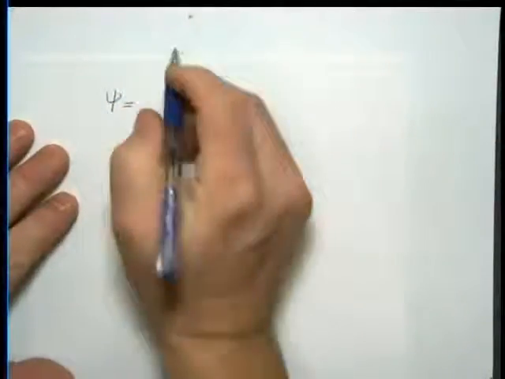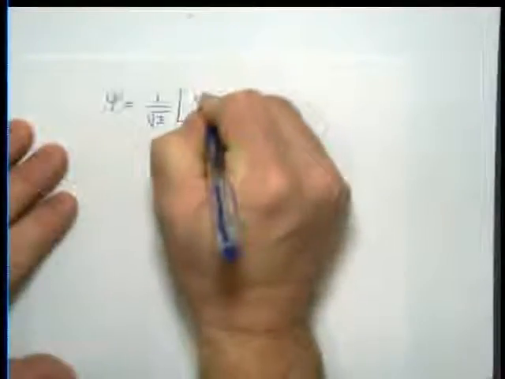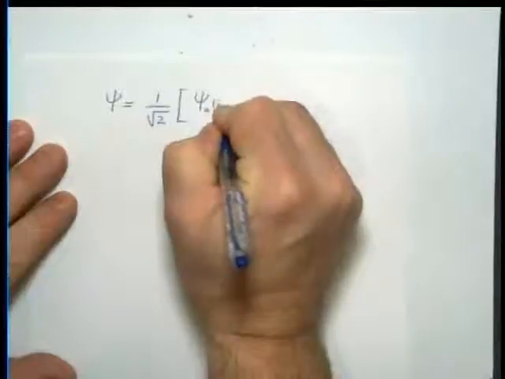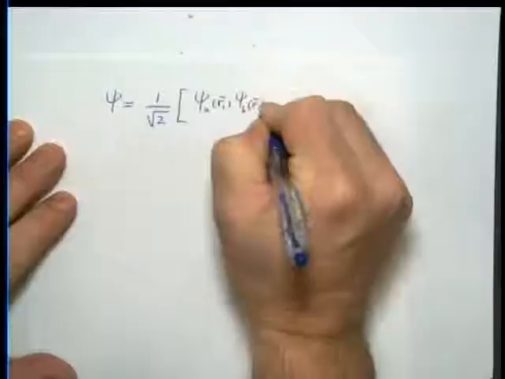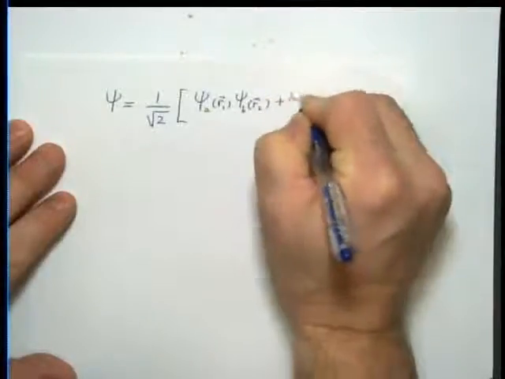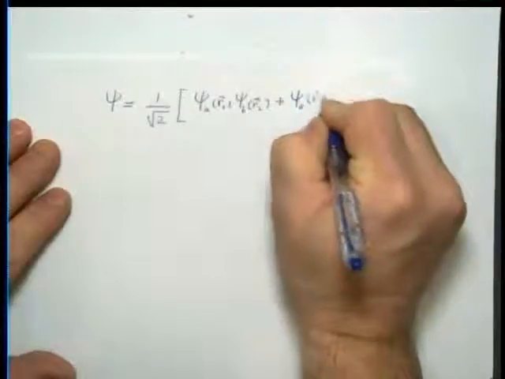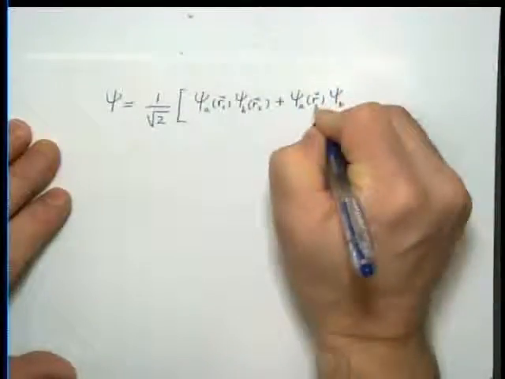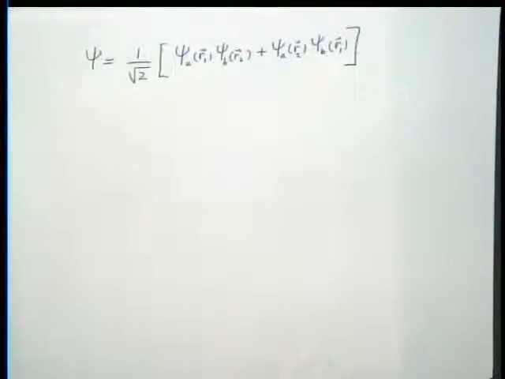This psi could be written something like 1 over the square root of 2 times psi A, R1, psi B, R2, plus psi A, R2, psi B, R1. There you have all possibilities both equally treated. Okay? So that would be the boson's wave function.